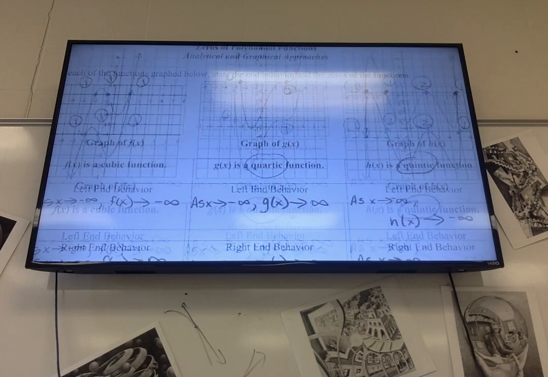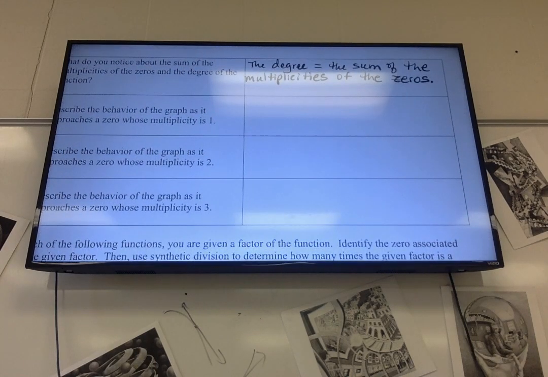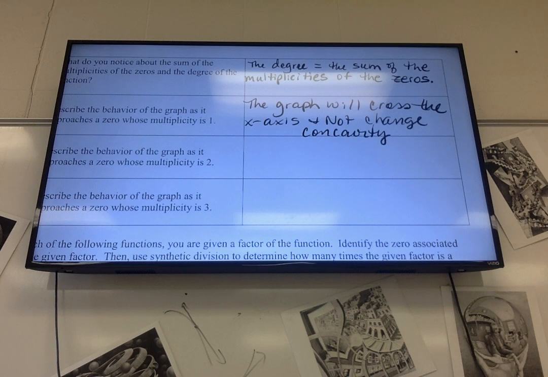That's exactly right. Now we're going to use some different terminology here, but that's exactly what it is. The graph will cross the x-axis and not change concavity. And I'm going to explain to you what concavity is.